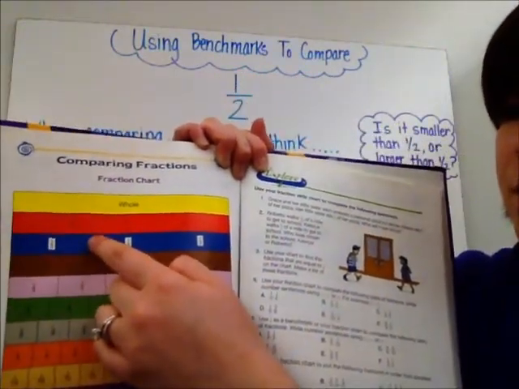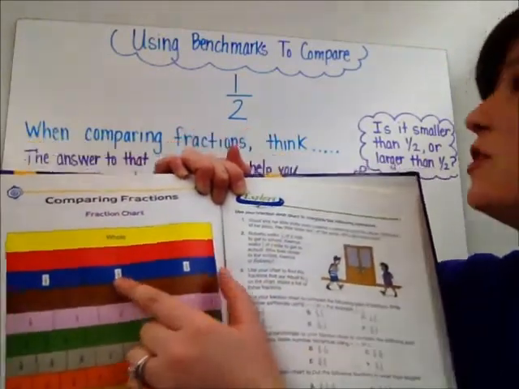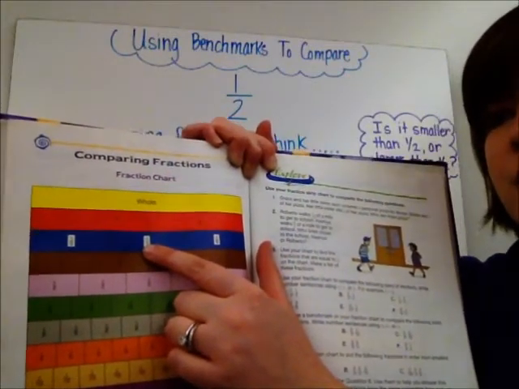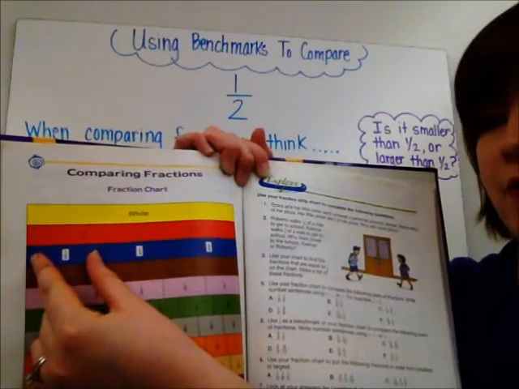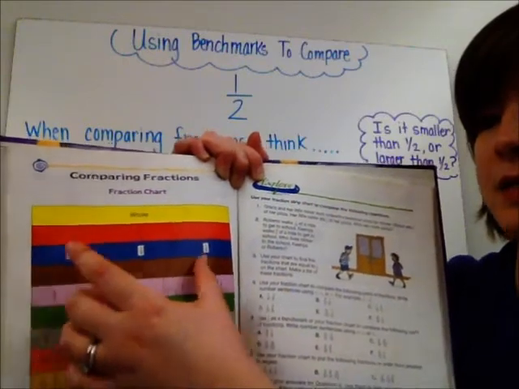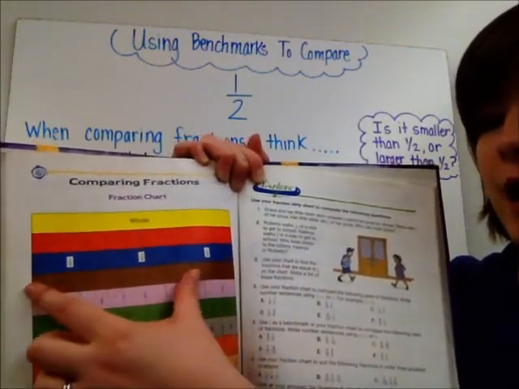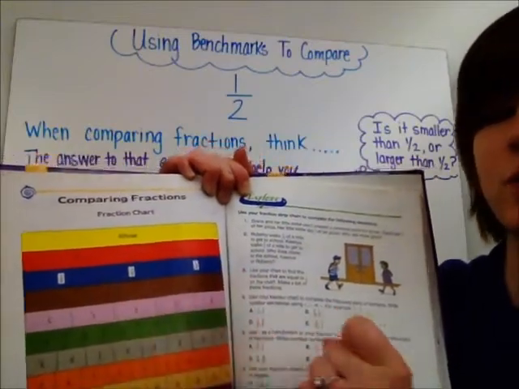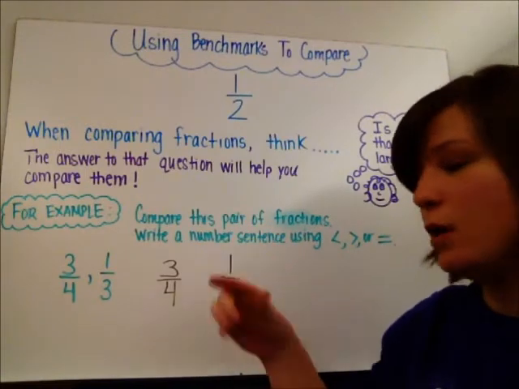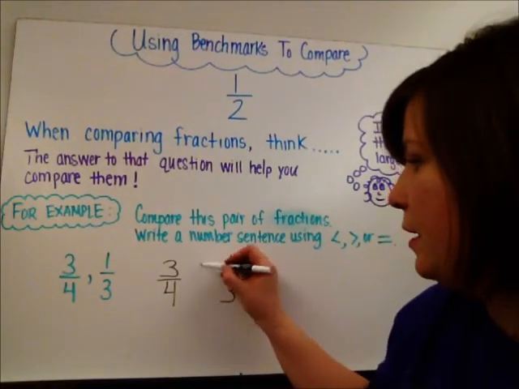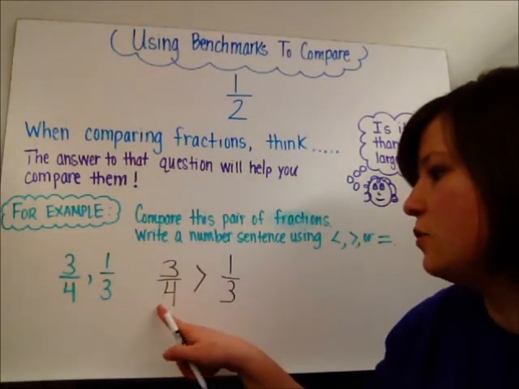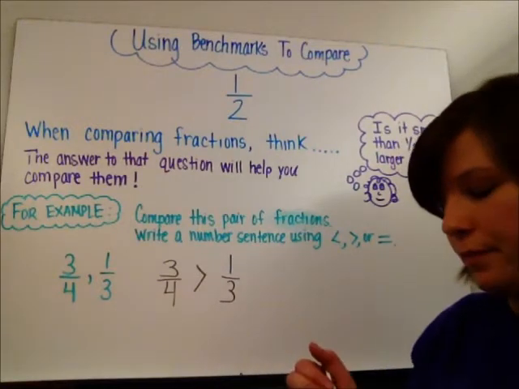1/3 is right here. Okay, so for 1/3, I have to think to myself, is 1/3 smaller than or larger than 1/2? And I can see that it's smaller than 1/2. And I think to myself again for that other number, 3/4, is it smaller than 1/2 or larger than 1/2? And I can see that 3/4 is larger than 1/2. So I'm going to have my symbol eating the bigger number. And the way we read this is 3/4 is greater than 1/3.